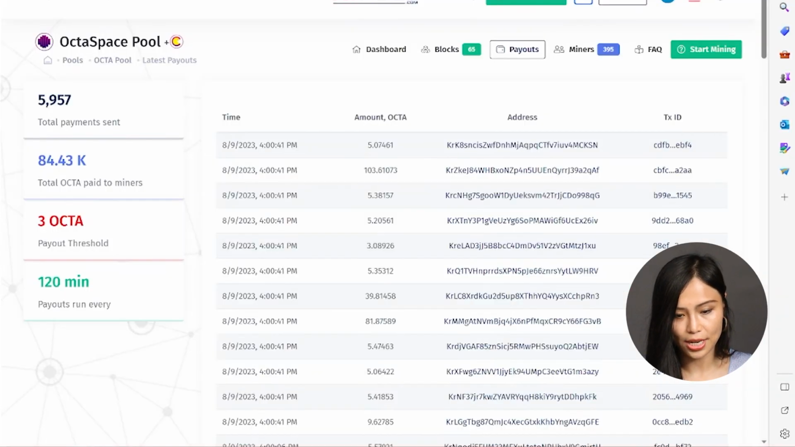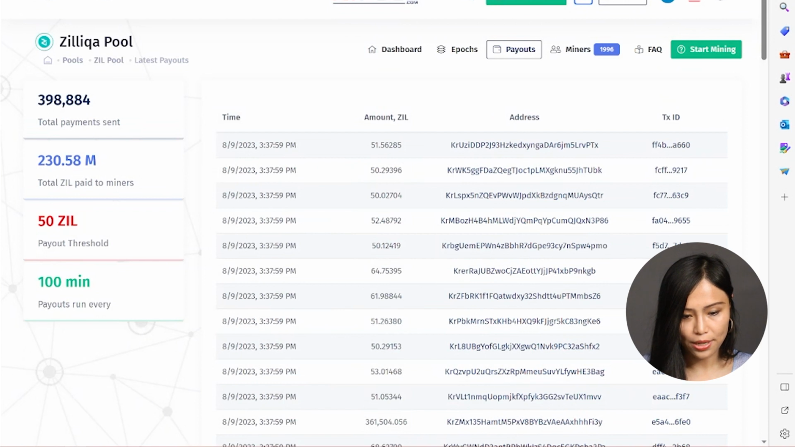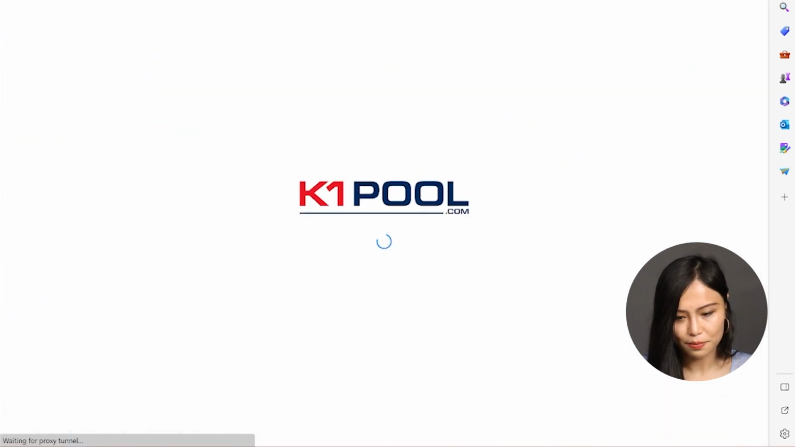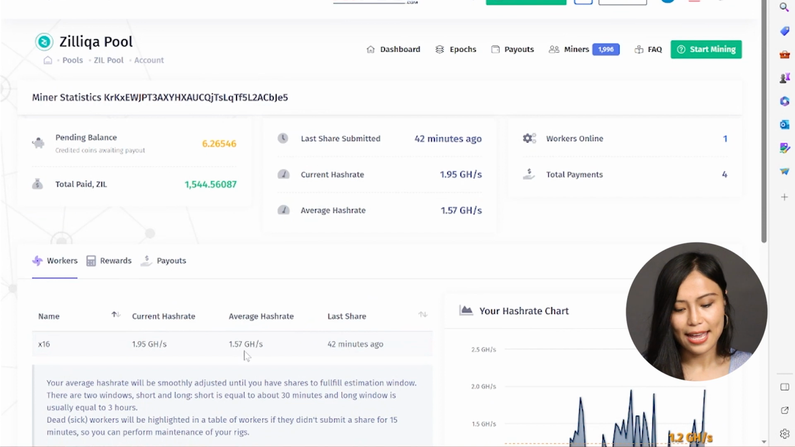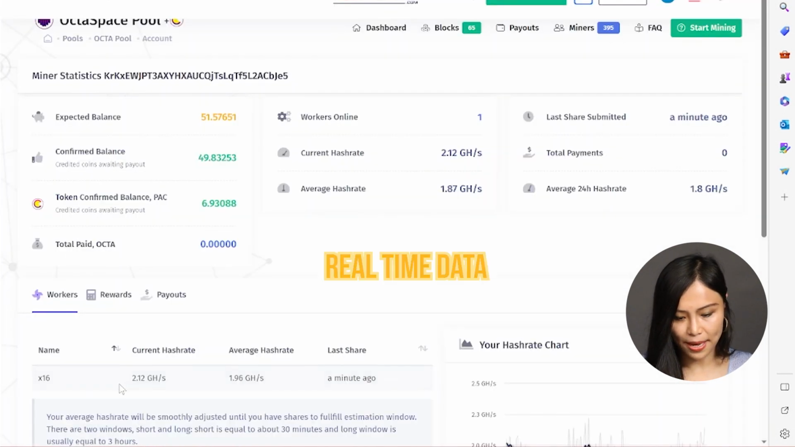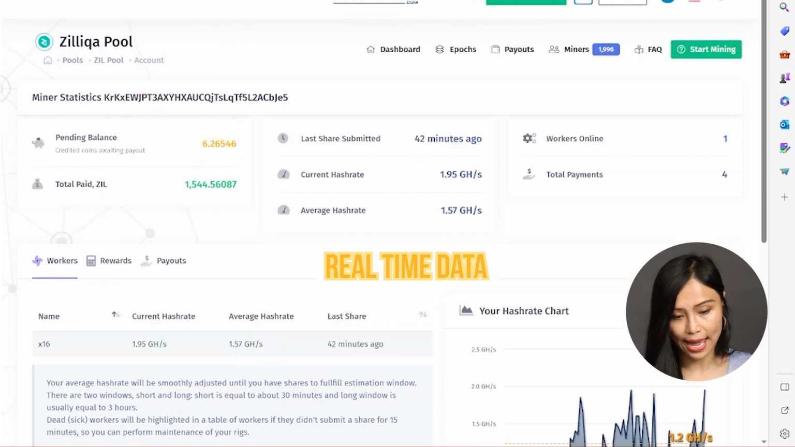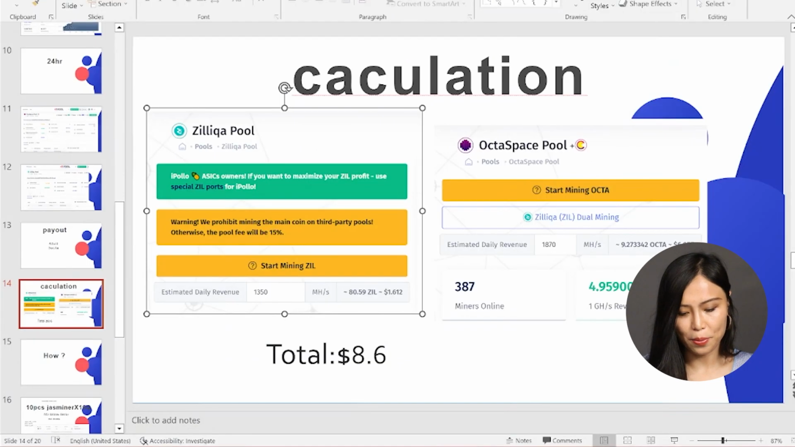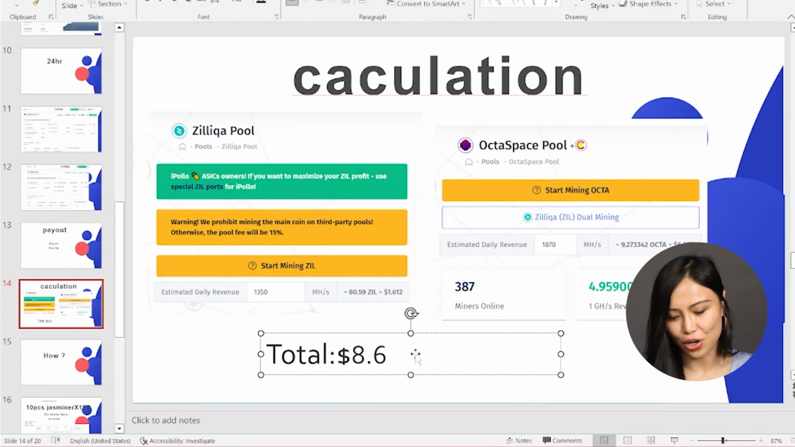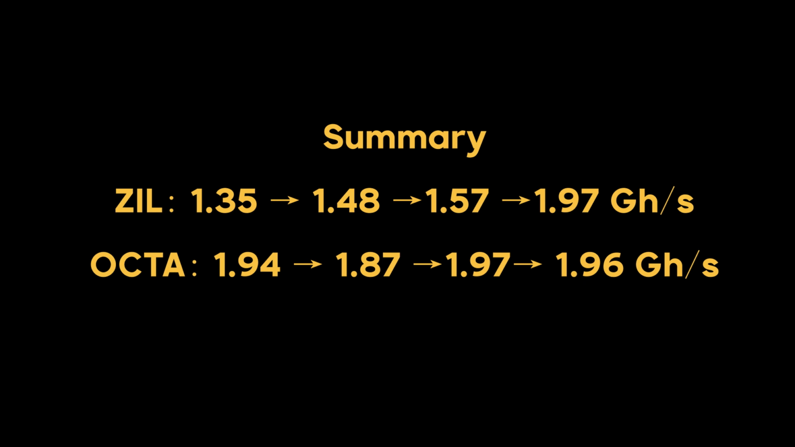For the whole calculation, the payout, we know right now the K1 pool, right now ZIL is 1.57 gigahash per second, and the Octa space is 1.96 gigahash per second. So you can do the calculation over here on your screen if you're with me. I think it's over $10 in total for the revenue. Okay, this is just for mining Octa and ZIL in K1 pool.